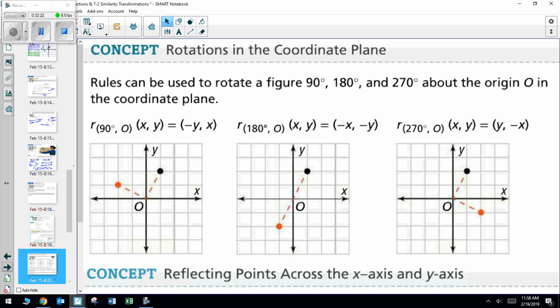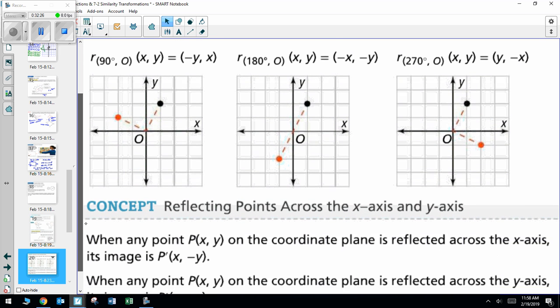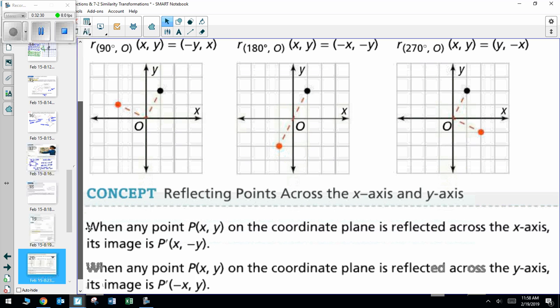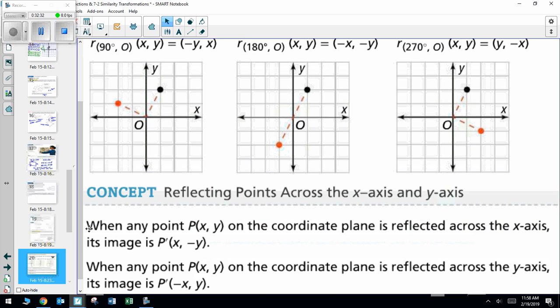And then this last page on your notes, these are those transformation rules for coordinate points that'll come in handy if you don't remember them. So if you want to rotate, those are the rotation rules, and reflections, those are the reflection rules.